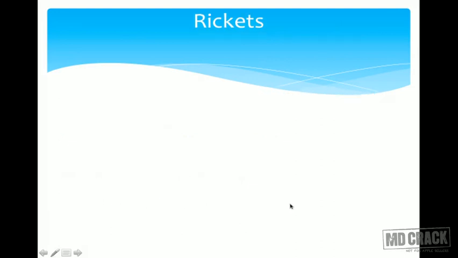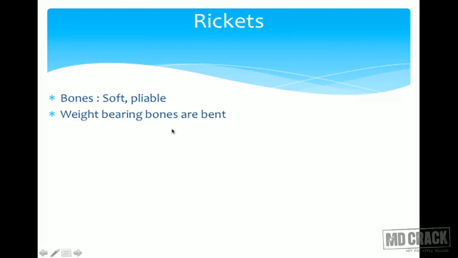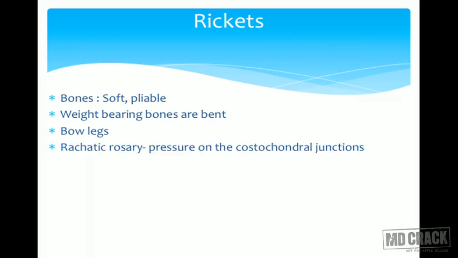Now what will happen in rickets is, the bones become soft and pliable. The weight-bearing bones are bent because those are soft. So weight-bearing bones are the ones which are most affected. So it will result in bow legs or knock knees also sometimes. There is something called rachitic rosary.